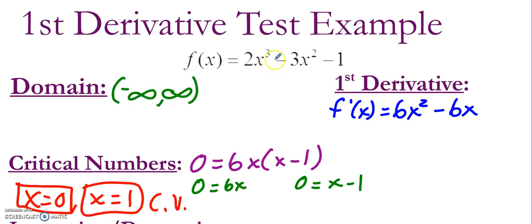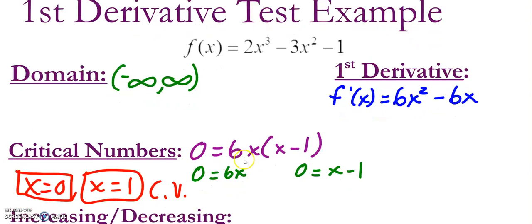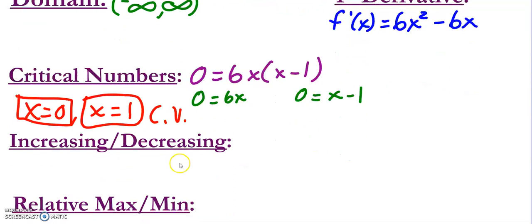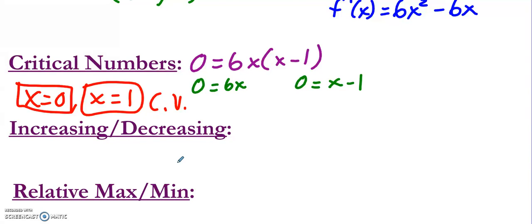Okay, hopefully you recognize this is a polynomial. Domain is all real numbers or negative infinity to infinity. First derivative, just do my power rule: 6x squared minus 6x. Awesome. Critical numbers. Set the derivative numerator and denominator equal to 0. There is no denominator, so just set the numerator equal to 0. I factor out a 6x, and I end up with x equals 0 and x equals 1 as my critical values.